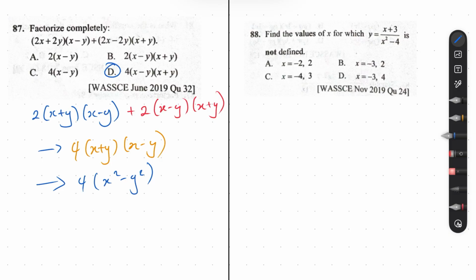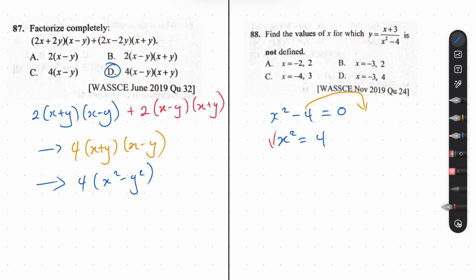It says, find the values of x for which this expression is not defined. For this to be undefined, it means that the denominator is equal to 0, because if you put 0 in the denominator, it becomes undefined. So we need to equate the denominator to 0. Now let's solve the equation. You have x squared equals 4, because negative 4 will go to this side. So now let's take the square root of both sides.